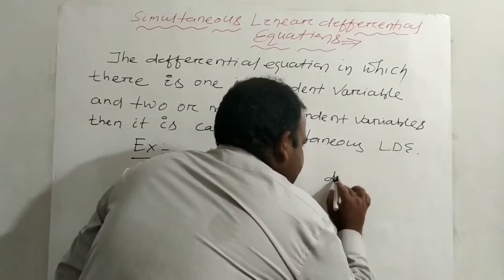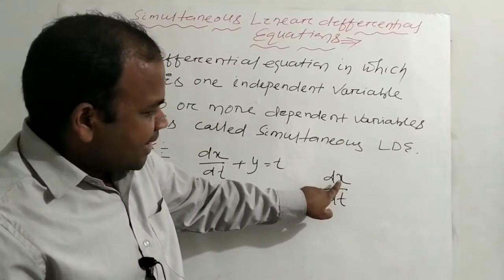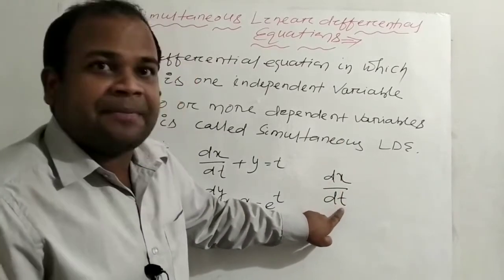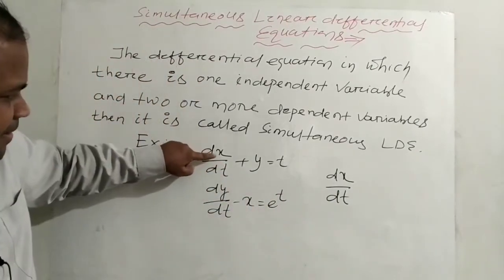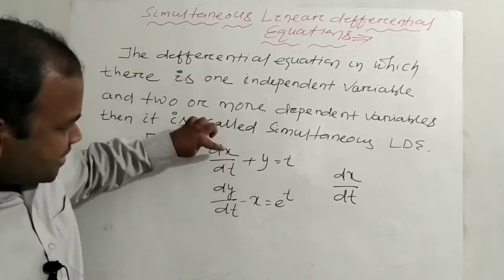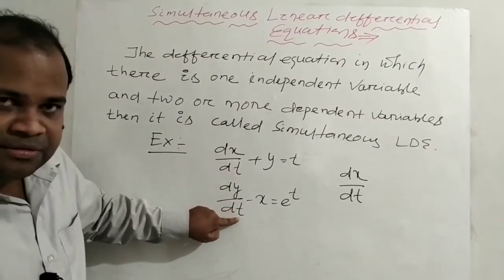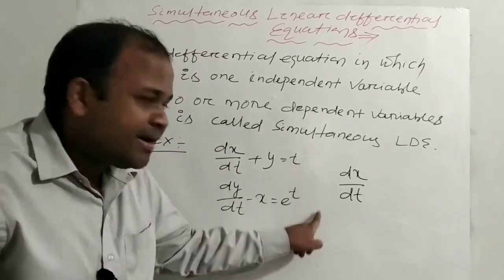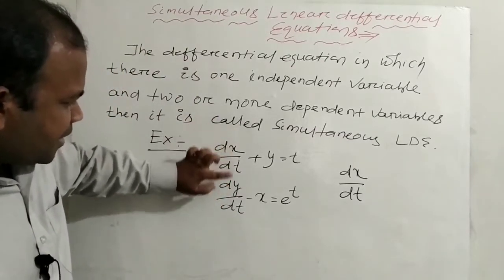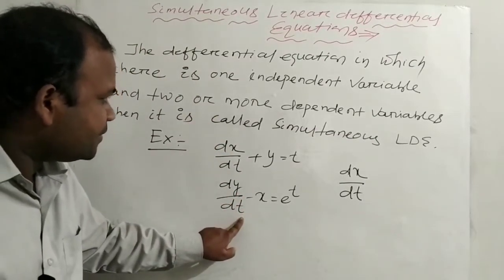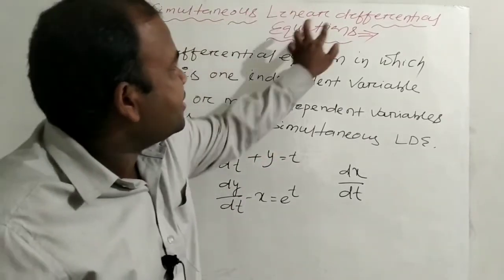Here we have dx by dt, which means we differentiate x with respect to t. So here x is the dependent variable and t is the independent variable. In this type of differential equation, x is dependent and y is dependent, so there are two dependent variables and one independent variable. So the combination of equations 1 and 2, the differential equation in which there are two or more dependent variables and one independent variable, is known as a simultaneous linear differential equation.